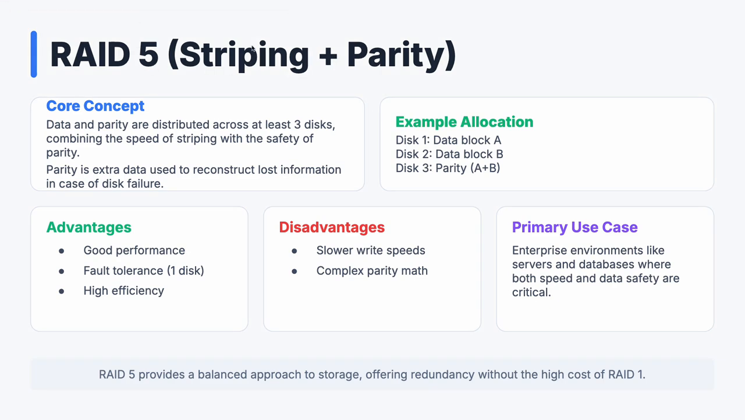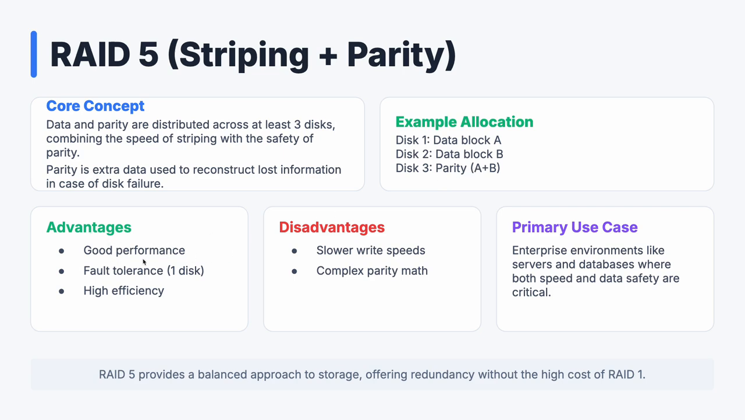RAID 5 is striping plus parity. Over here we are not using mirroring, we are using a parity bit. The parity bit is the XOR of the data: we will XOR A and B and store it as a parity bit, so that whenever data is lost from disk A, we can use the parity bit to reconstruct the lost information. Now as we will store the parity bit, the disadvantage is that before we write any data, we have to perform complex parity math and store the data on disk 3.